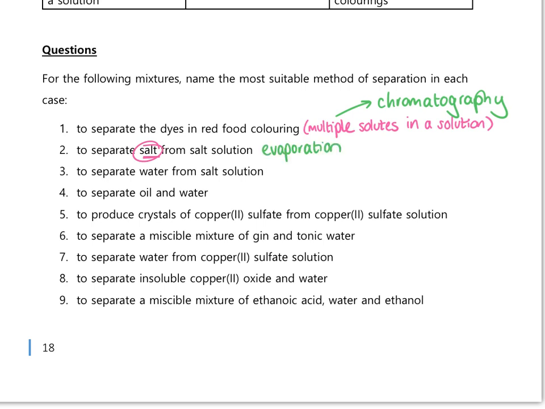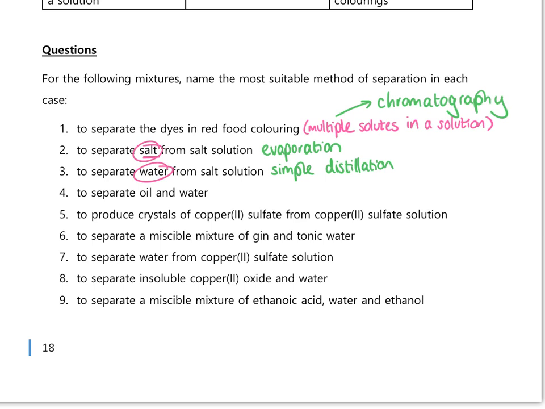Number 3 then, we want to separate the water from the salt solution. So again, we have a soluble solute dissolved in a solution, but this time I can't use evaporation because it would lose the water. So if I want to collect the water, I would use simple distillation, and that will allow me to collect the water. So if we heat it, the water will evaporate, pass through the condenser, condense to form water again, and we can collect it. If you've just written distillation, that is fine.